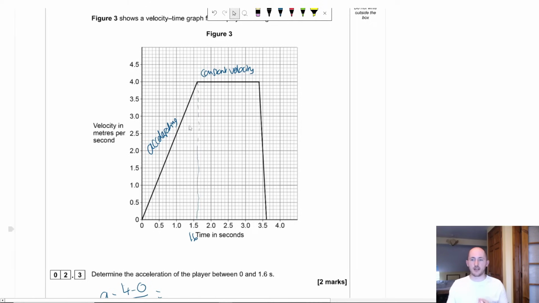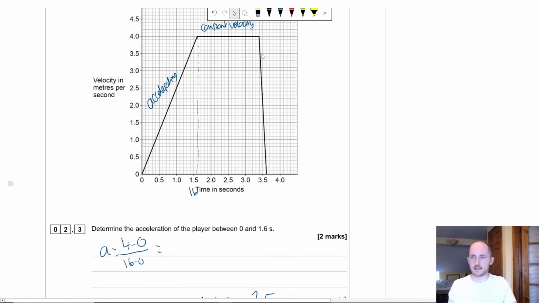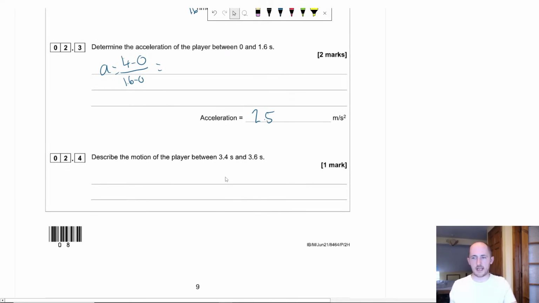If it's a straight line going up, that's constant acceleration. If it's a flat line, constant velocity. If it's a straight line going down, constant deceleration. If it's curved, you would just say not constant acceleration. Okay? So in this case, it's a straight line down, so it's going to be constant deceleration. Hope that makes a bit of sense.